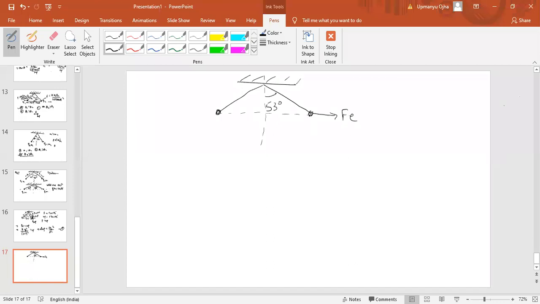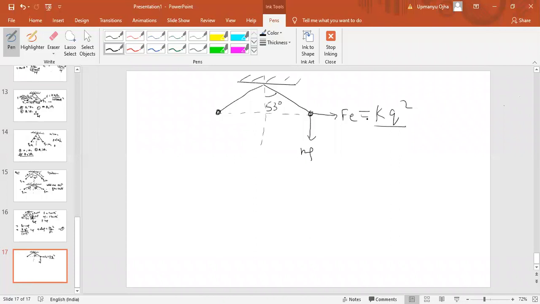Okay, mg is acting downward. Now what is the magnitude of the charge now? The magnitude of the force will be equal to k q square by distance square.